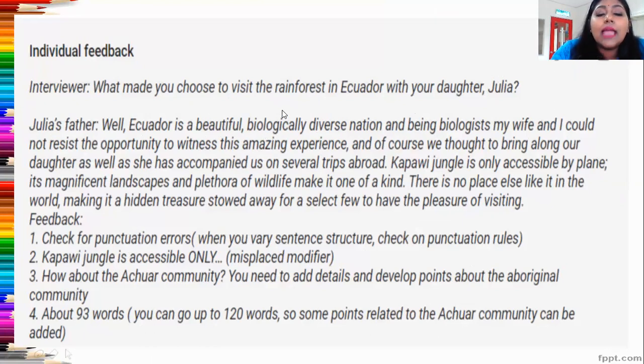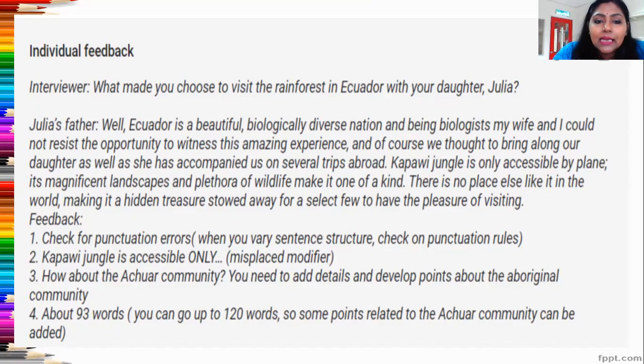They have also brought their daughter along with them, and in this jungle, this jungle is quite remote. How do you know? Because it's accessible only by plane, and it has really magnificent landscape and also a plethora of wildlife. And then there is no place else like it in the world, making it a hidden treasure stowed away for a select few to have the pleasure of visiting. So therefore, I've given some feedback.